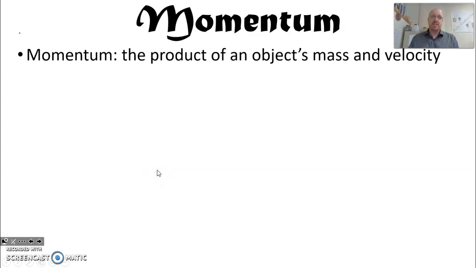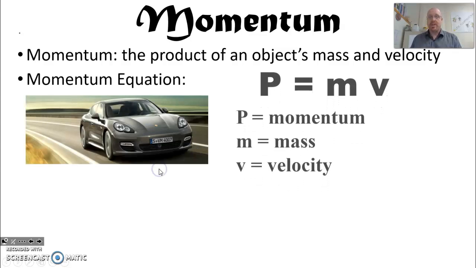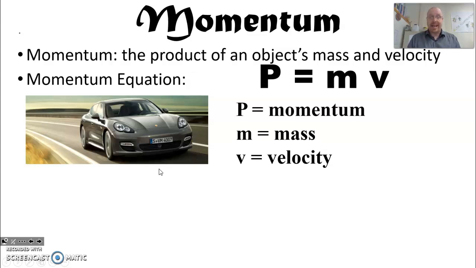Momentum. Let's talk about momentum. What is momentum? Momentum is the product of an object's mass and velocity. And there is an equation for that, which is really cool. It's P, a capital P, equals mv. So again, capital P means momentum, m is for mass, and v is for velocity. And we know instinctively that if you have a heavy object moving fast, it's going to hurt a lot more, right, than a light object moving fast.